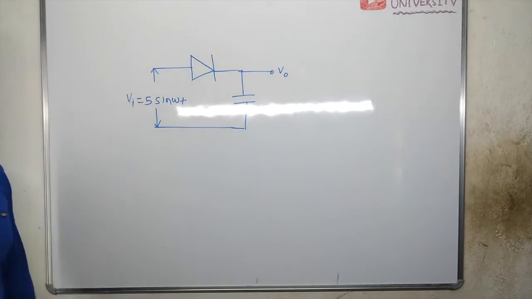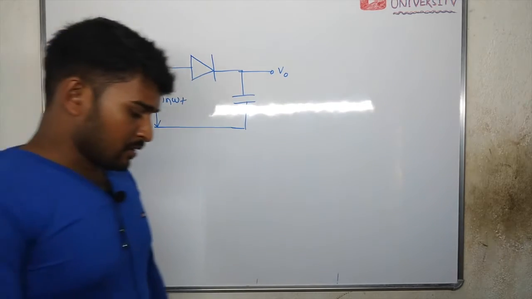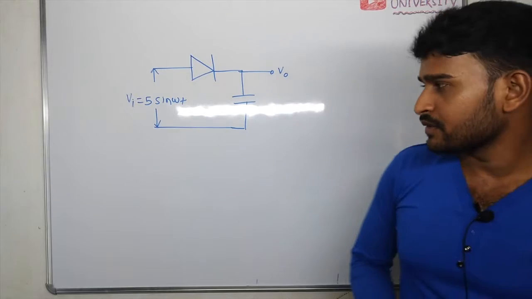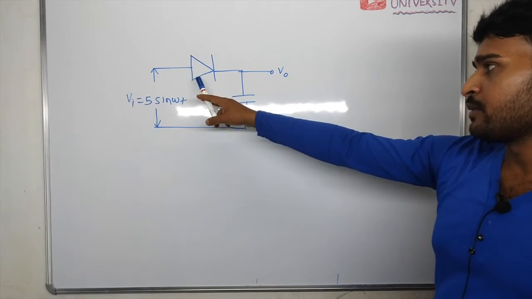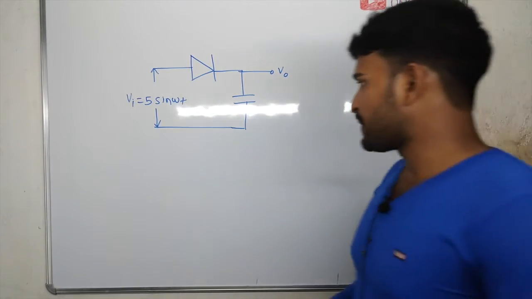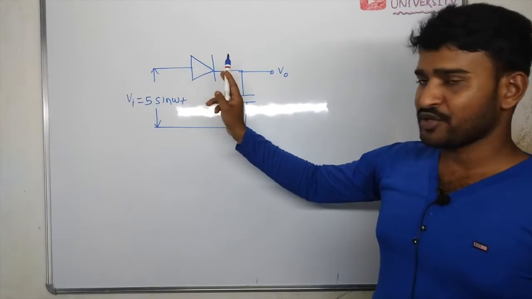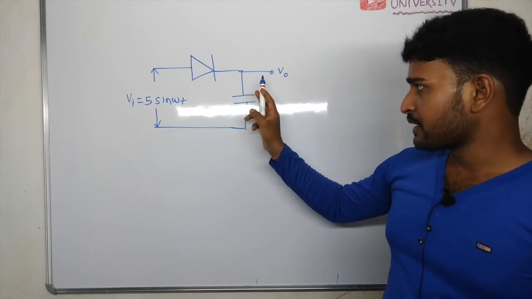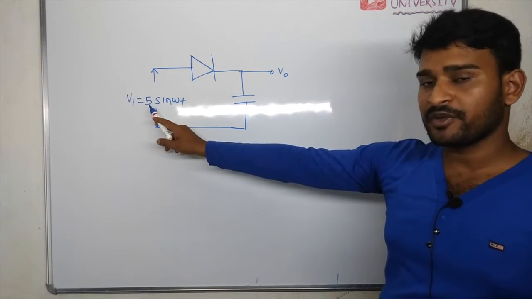What is the value of V naught? V naught is nothing but the voltage across the capacitor. See, when VA is positive, this diode will be forward biased and it will be replaced with a short circuit, and the capacitor will charge up to the maximum value of the input voltage. When VA is positive, the capacitor will charge up to 5 volt, the peak value of the input voltage.